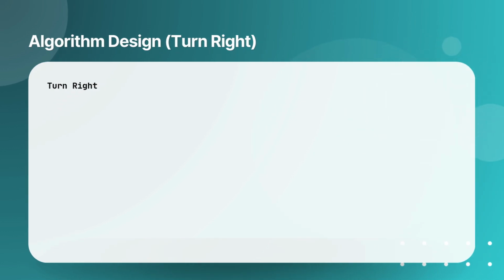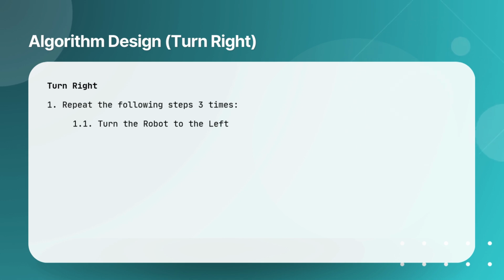First, we define the turn right algorithm. Since the robot does not have a direct turn right command, we achieve a right turn by having the robot turn left 3 times in succession. This creates a simple and efficient way to handle right turns throughout the race.